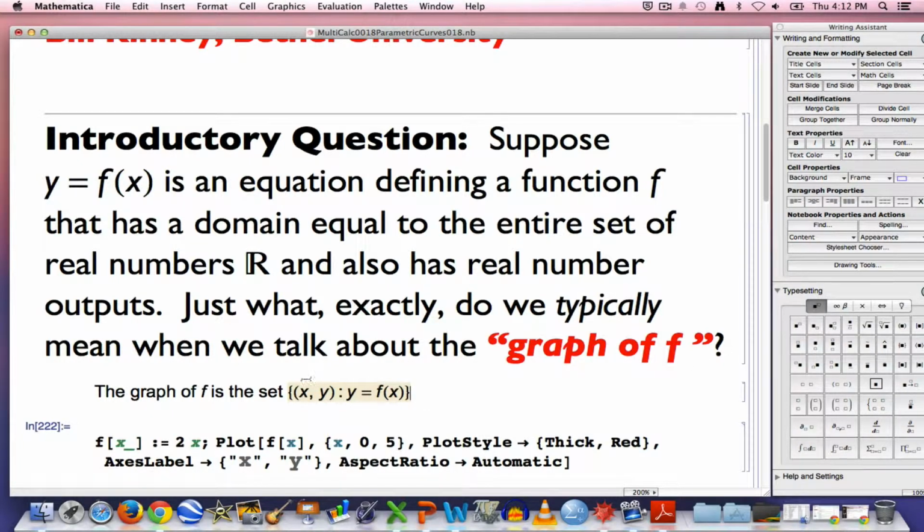So I'll say that again. This is the set of all ordered pairs (x, y) such that the second coordinate y is the output of the function when you plug in the first coordinate x. For example, for this function here, f of x equals 2x, when x is 3, y is 6, therefore the point (3, 6) is on the graph. But it's more than just a set. It's also visualized via a rectangular coordinate system, or more simply via a rectangular grid in the plane.